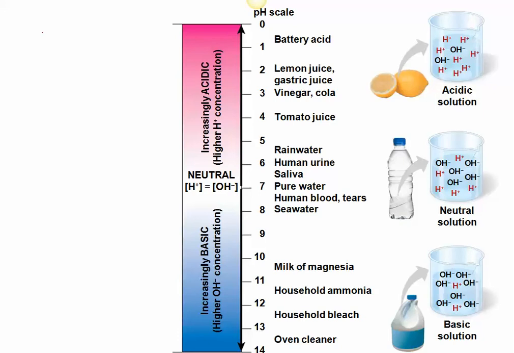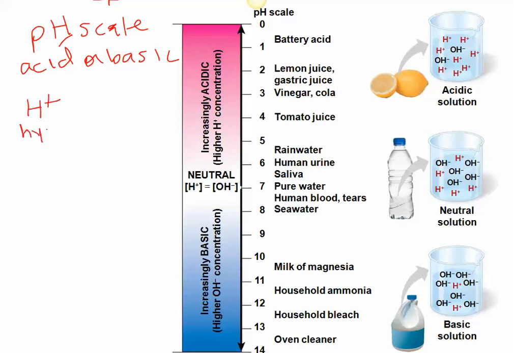Hi class, this video is about the pH scale, and the pH scale is a measure of how acid or how basic a solution is. And if we see the H in pH, that H represents the hydrogen ion, and this hydrogen ion is donated by acids. And the hydrogen ion causes the pH to decrease.